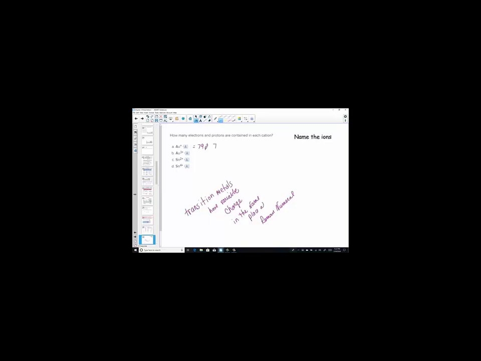So number 79 says there's 79 protons. It lost an electron to result in a +1 charge. We will name this as gold, Roman numeral 1, place it in a parenthesis there, gold 1 ion, the charge that it carries represented by the Roman numeral. Now here's AU 3+. So again, the identity comes from the protons. The protons will never change. There are 79 positive protons, but this time it lost 3.